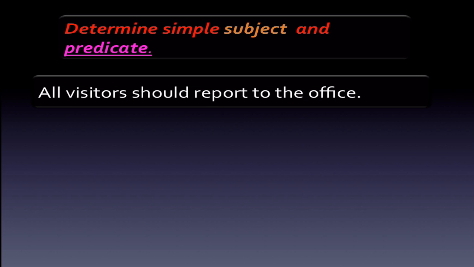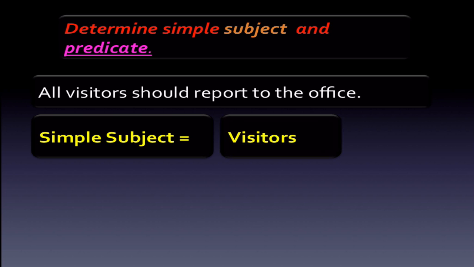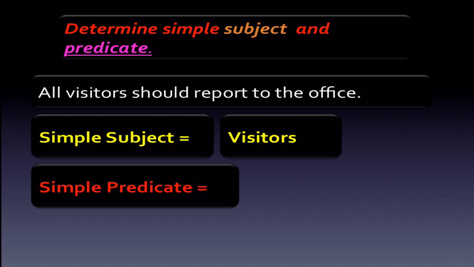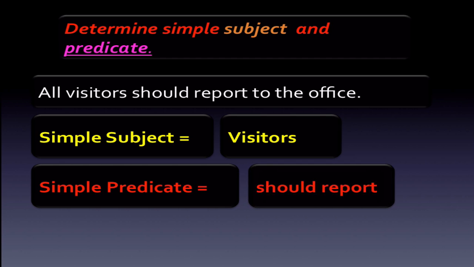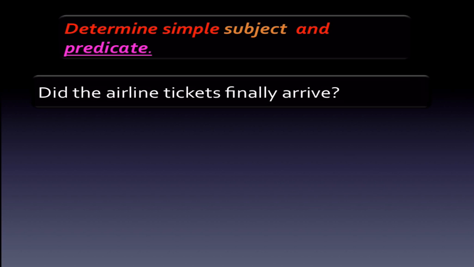All visitors should report to the office. Simple subject. Come on, guys. What is the simple subject? Visitors, correct. What is my simple predicate? Should report. Oh, wow. You guys are smart. Why do I have should report in there? Report is the main verb. You're right. And should is one of the helping verbs. So should report is your simple predicate. Perfect. You guys are killing it.